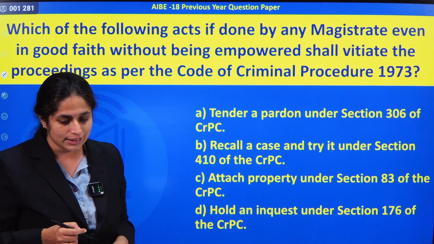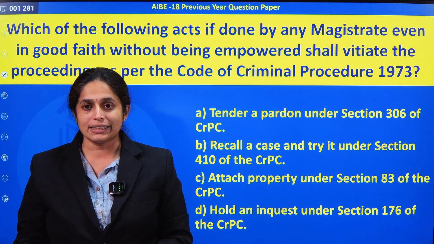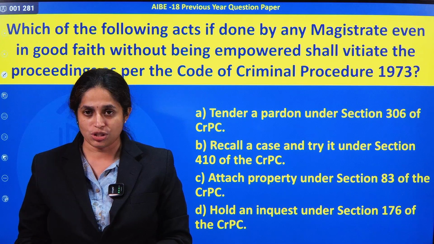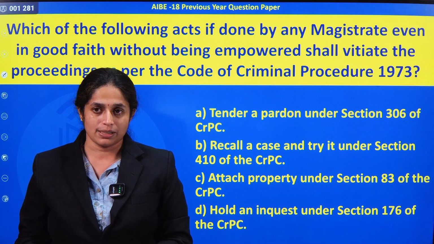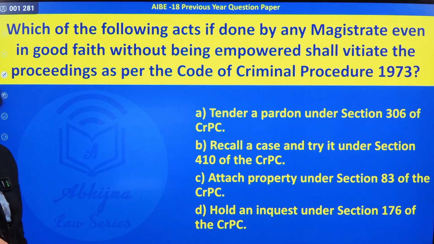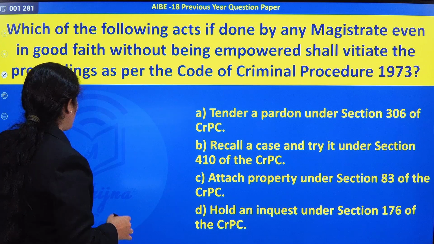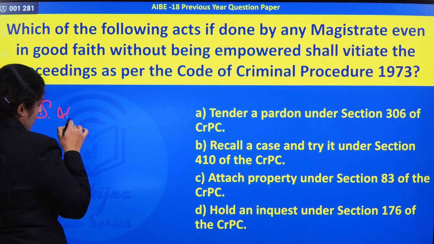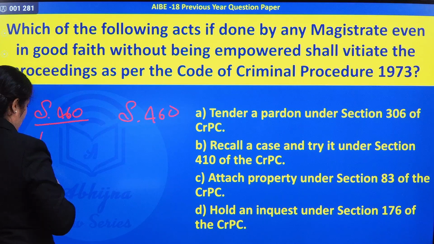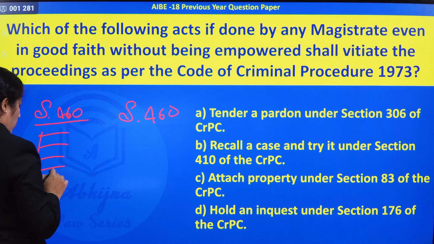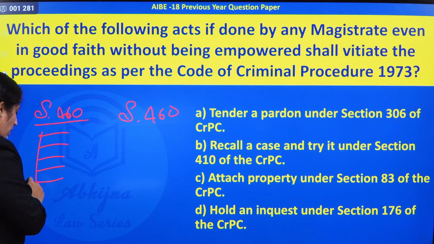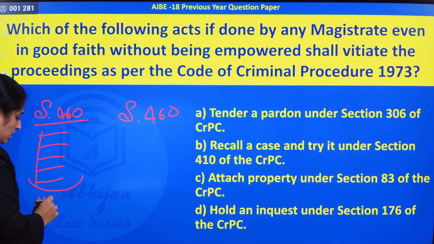Next question, sixth question. Which of the following acts, if done by a magistrate, even in good faith without being empowered, shall vitiate the proceedings as per the CRPC 1973? So, they have given a list of orders which are done by the magistrate. So, we have two sections, section 460 and section 461. Under section 460, they have given a list of orders where even if the magistrate does not have the jurisdiction, but if he orders them in good faith, it shall not vitiate the proceeding.